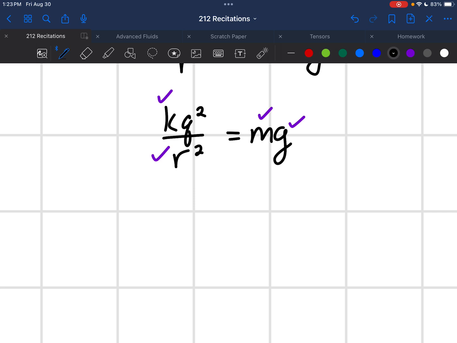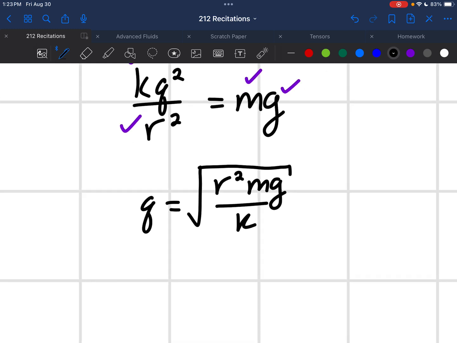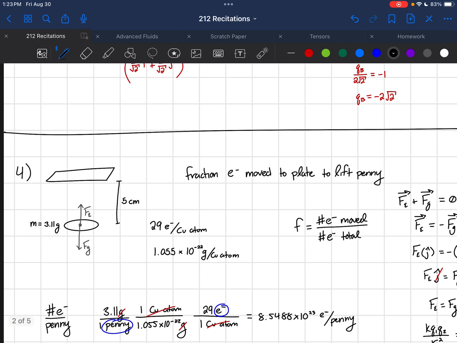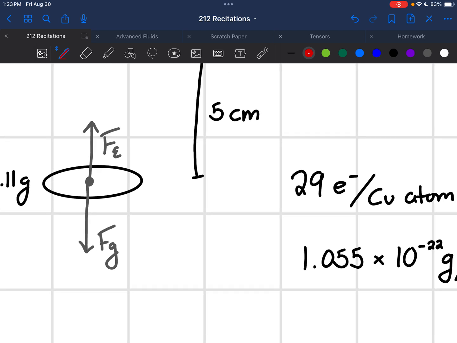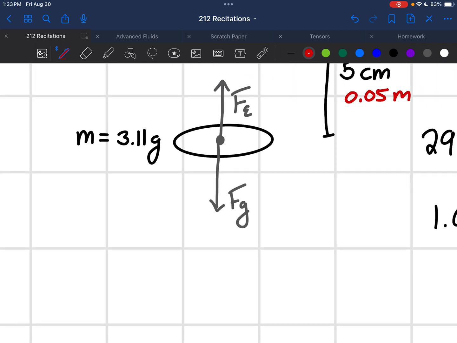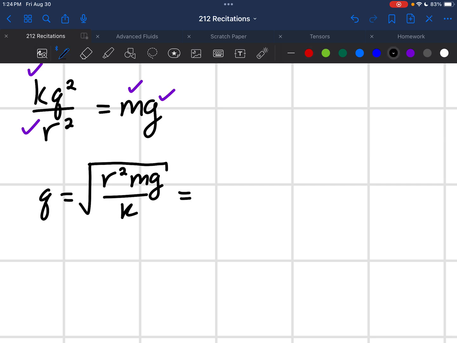So, rearranging this, and I'm solving for Q, I'm going to say that Q is going to be the square root of R squared mg over K. And something to remember as we're plugging in numbers is that we want everything in base units before we plug it in, because otherwise we have to worry about units, and I don't like worrying about units. So 5 centimeters will be 0.05 meters, and 3.11 grams is 3.11 times 10 to the negative 3 kilograms. So that's what I'm going to be plugging in.